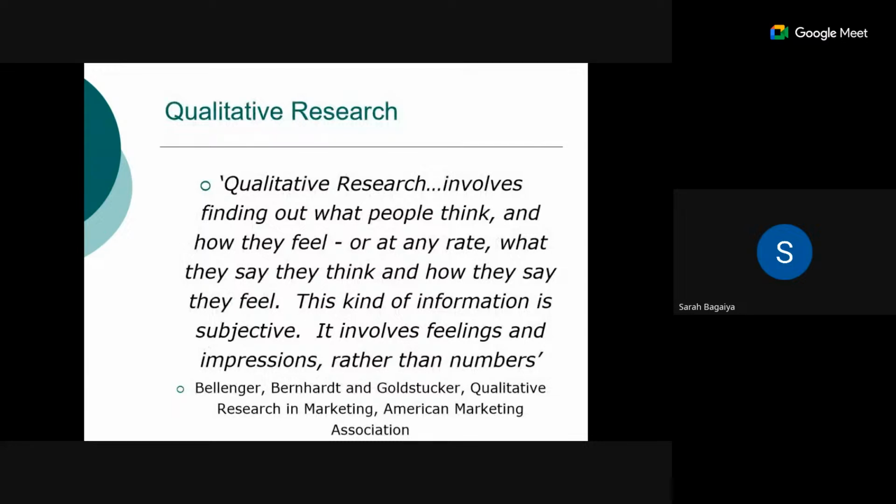So qualitative research now. Qualitative research involves finding out what people think and how they feel, or at any rate, what they say they think and how they say they feel. This kind of information is subjective. It involves feelings and impressions rather than numbers.